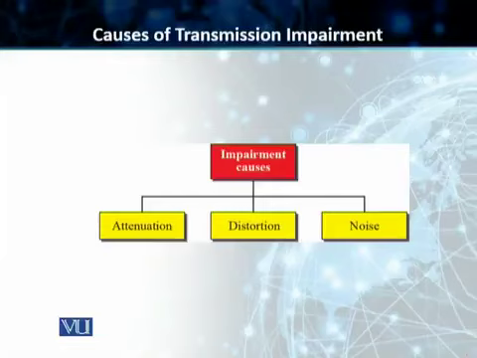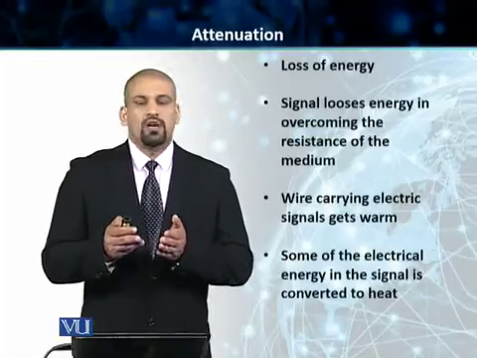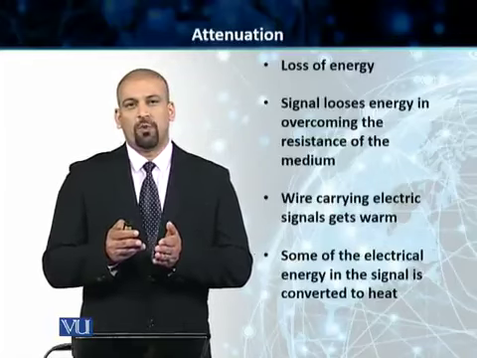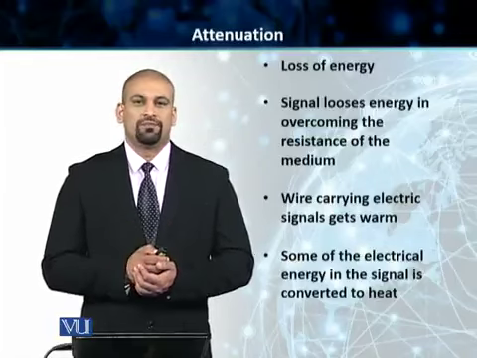Students, the first one is attenuation. We'll talk about each one of them. The first one is attenuation. The second one is distortion. And the third one is noise. Students, we'll start the discussion of transmission impairments with the topic of attenuation.